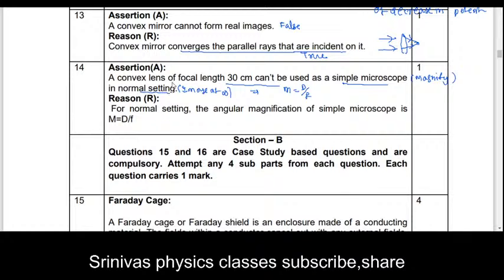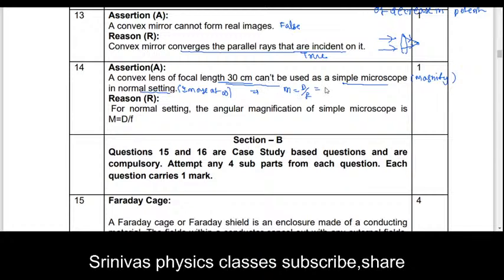Convex lens is used to increase the size of an object. If the focal length is 30 centimeters, this cannot be used as a simple microscope in normal adjustment. Why can we not use it? We will check whether we can use it or not.